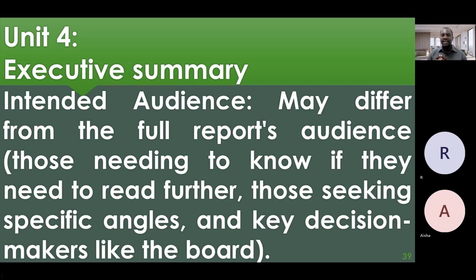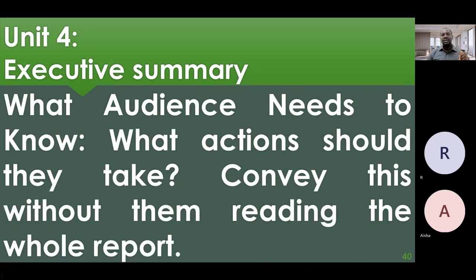They don't need to go to the content, except maybe researchers, analysts, and curious readers like us who want to understand how financial statements are prepared or reports are made, who will go to the detail of the report. Those seeking special angles, key decision makers like the board, may go to the detail, but the executive summary is very important for the board, and that audience should get quality content from what you've provided.